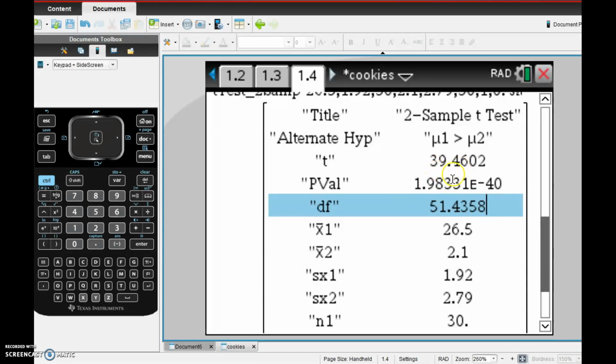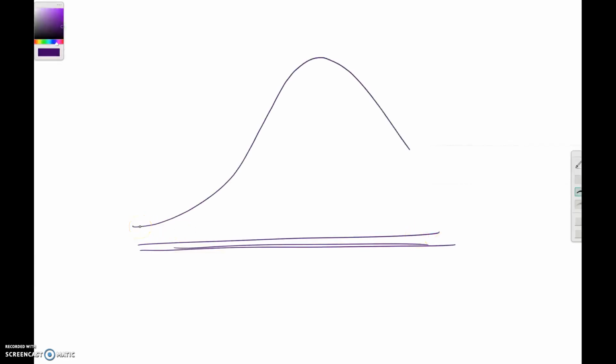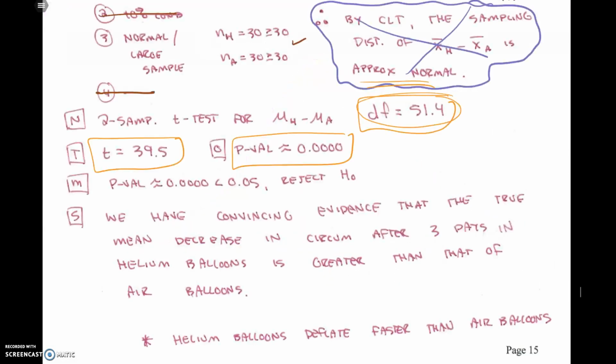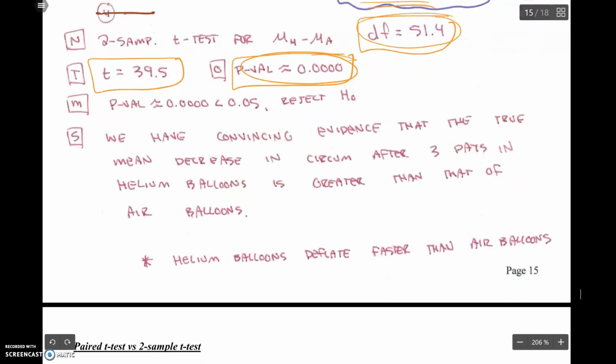39.46. Now, this is a Z curve, not a T curve, but T curves are very similar to Z curves. They're just a little bit more spread out, but we're talking about 1 standard deviation maybe, right? This is 39 standard deviations above the mean. That area is going to be super, super small. Our p-value is 1.98 times 10 to the negative 40th power. So that's 0.0000, 39 zeros and a 19. So this is overwhelming evidence.